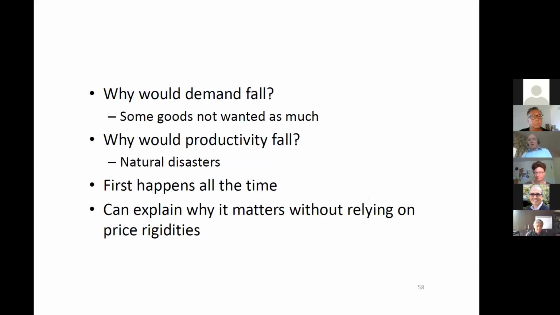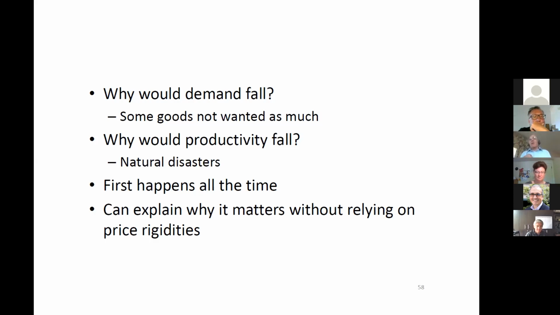So in terms of demand shocks, the way I'm modeling them, some goods people just don't want as much as they used to. I think that's very much what we see happen all the time. Preferences change. What used to be in style isn't in style now. Something better has come along and people don't need that old thing so much. I think we see that all the time. Why would productivity fall? Well, we have examples of that too. Natural disasters. We were talking about COVID a little earlier. Obviously, there are examples there.